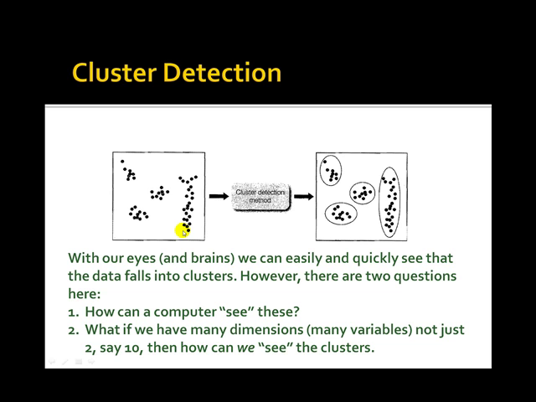What do I mean by saying that the data falls into clusters? I mean that there are groups of objects that are similar to each other. Like all of these are supposedly quite similar to each other. So even if we had more variables, it doesn't mean that things couldn't be similar to each other.